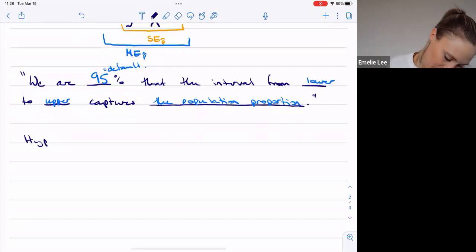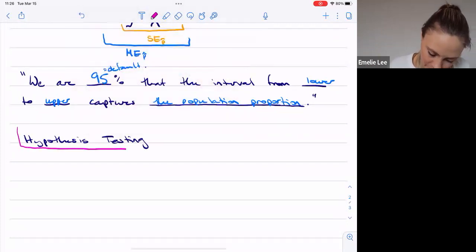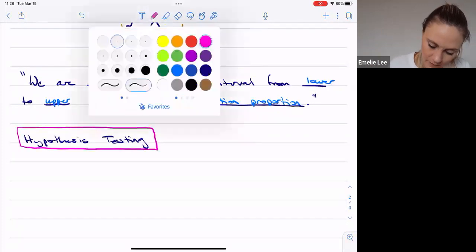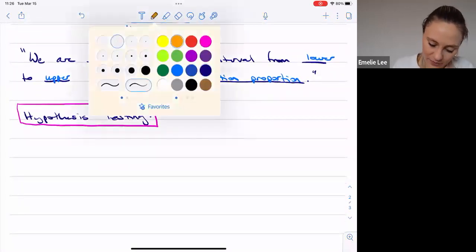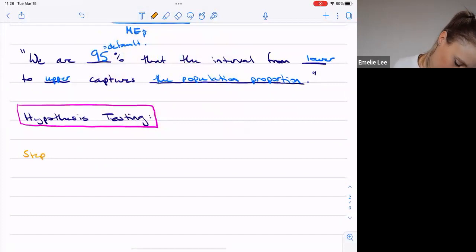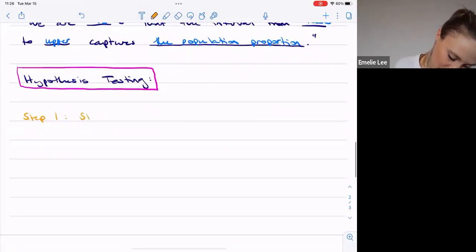Okay, so for hypothesis testing, I break it up into 4 steps. But in this case, I'm not really going to break it up into steps because maybe you don't find that helpful. Although I do, I kind of rely on them a little bit. Maybe I'll outline them in orange here. So step 1 is to state your hypotheses.